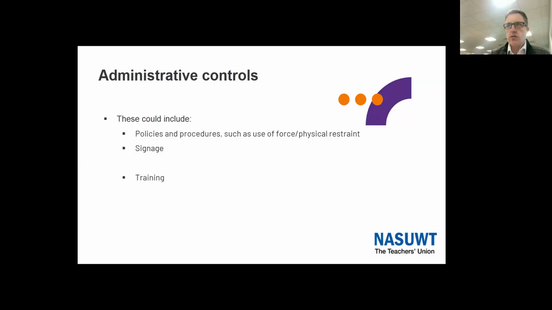Administrative controls could mean policies and procedures, such as the use of force or physical restraints, being signed. Training will be a key aspect of this, particularly around the use of force and physical restraint, but also in terms of behaviour management strategies and things like that. So the administrative controls are all about what we can do to put in place effective policies and procedures to mitigate something happening.